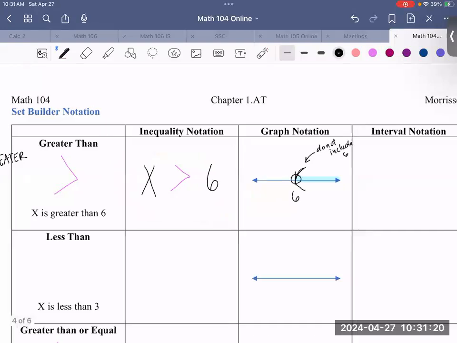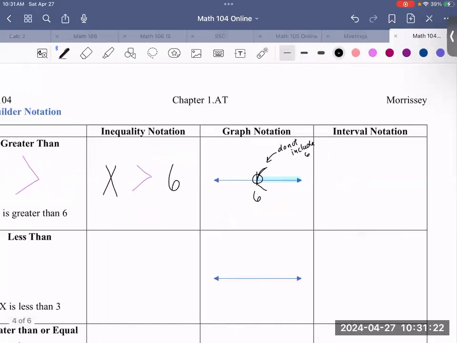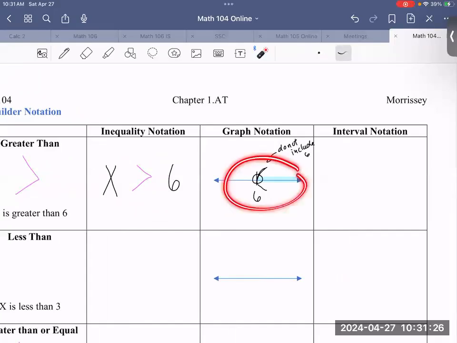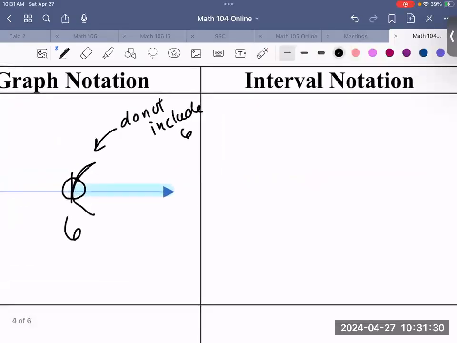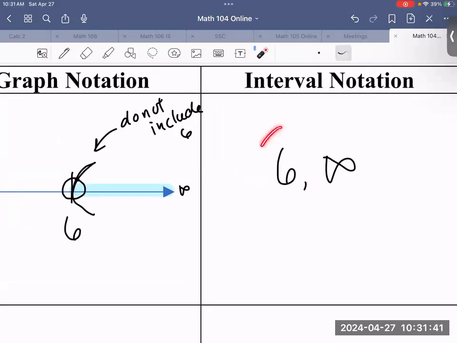So we are not including the 6. So from graph notation into interval notation, right? How would you read this graph if you were just given the graph? Well, we're starting at 6 and we're going all the way over to a positive infinity. Now, anytime we're talking about interval, we can only use either a parentheses or a bracket. We said parentheses we use when we don't want to include.